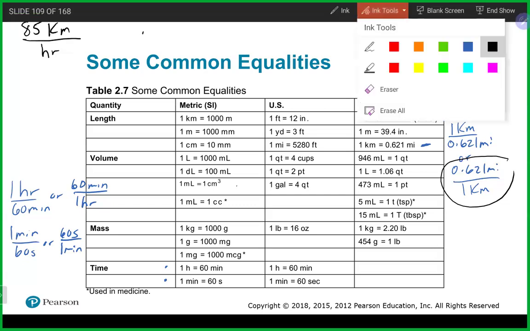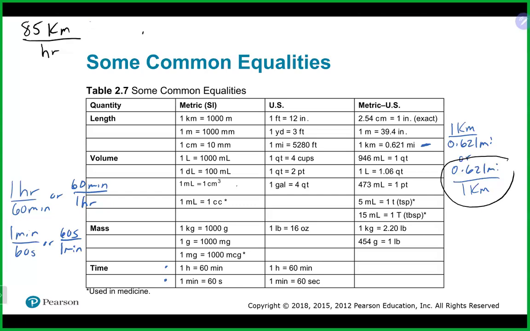We will take it and we're going to set it up. So opposite on the bottom, which would be 1 kilometer. Up on top would be 0.621 miles, basically, right? If I stop my calculation right at this point, what units cancel?